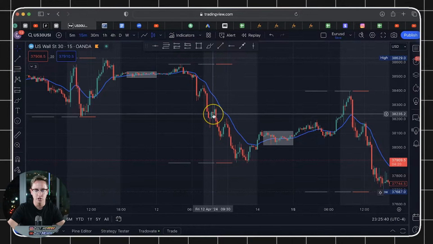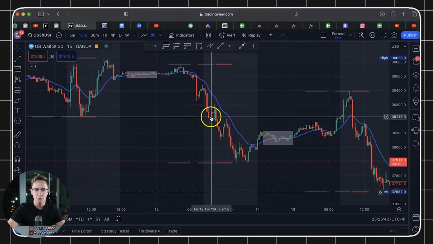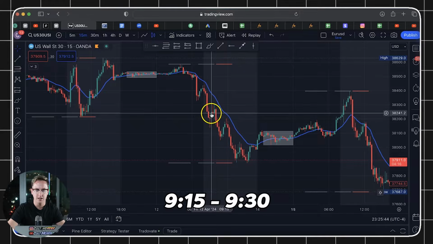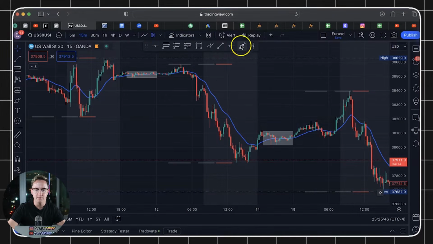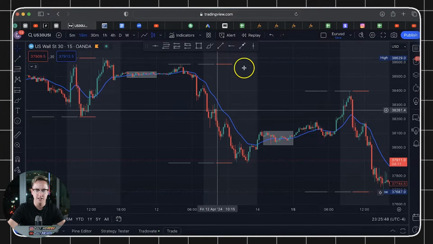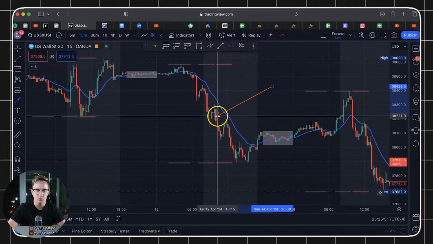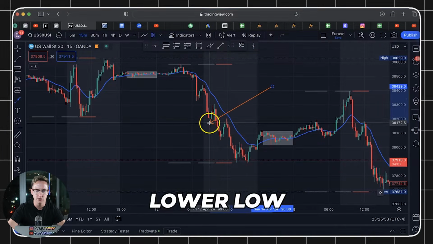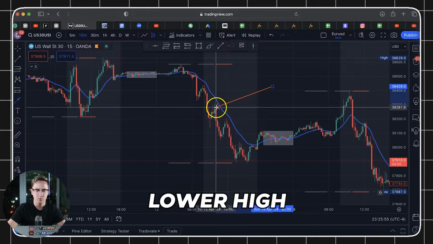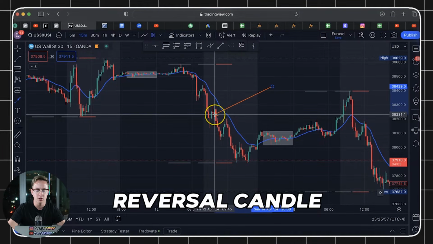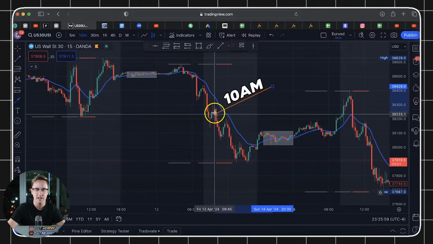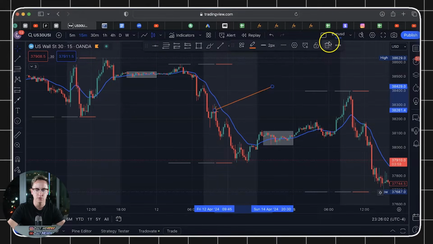So as the market open occurred right here, we saw the 9:15 to 9:30 candle was bullish, but it formed right here. If you guys see, the market opened, formed this lower high. So it made this lower low. We have this lower high. We have this reversal candle that closed at 10 a.m. right here, and that was our signal to sell.